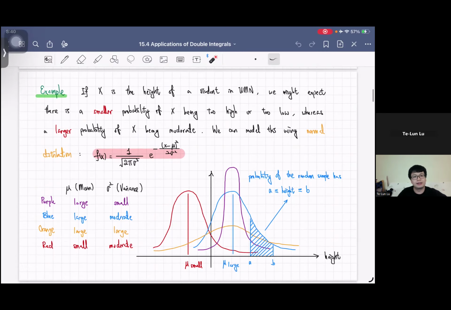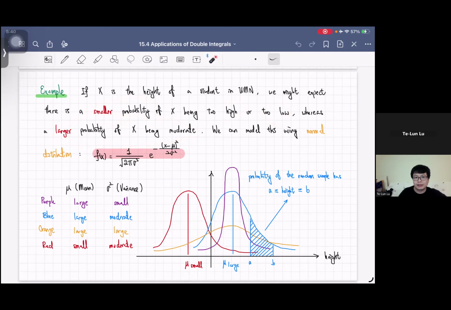So the first example here is the famous normal distribution. Let me go through some intuition. Suppose X, the random assignment, is, as I mentioned, the height of the students of UMN. So we're sampling students from UMN and we record the height of the sample. Obviously, intuitively, you can assume that there is a small probability of that sample being very high or very low, right? There are not many very tall persons and very short persons on campus in general. And there should be a larger probability that X is moderate, like average height.